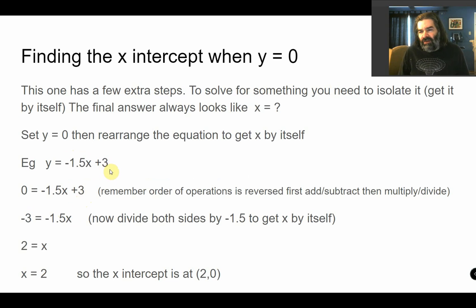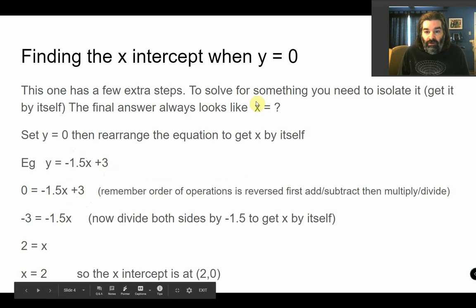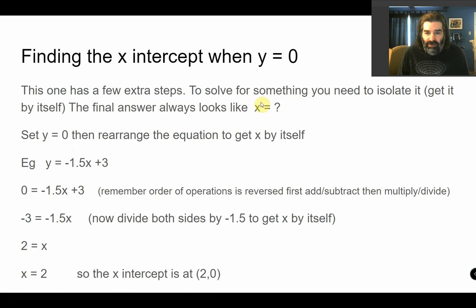To find the x-intercept is a little trickier because you have to make one extra step. To solve for something, you need to isolate it. So you need an answer that ends up looking like x equals something, because that will tell you what the x equals. So, for example, we write out our equation, set y equal to 0. Now I need to get x by itself. Now, the order of operations when you're solving is backwards. You add and subtract first, then multiply and divide.